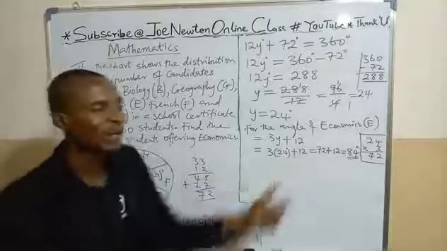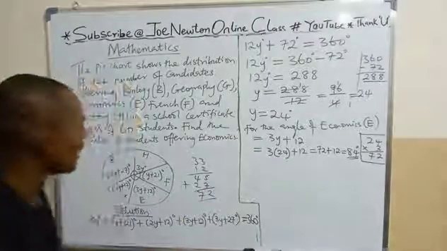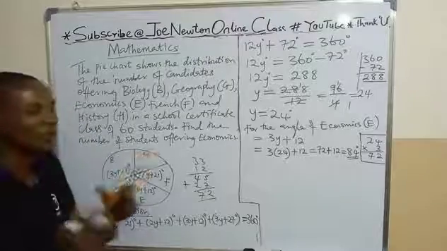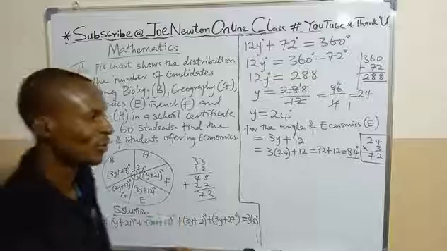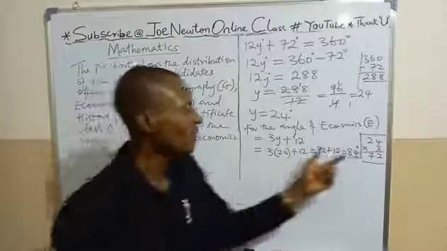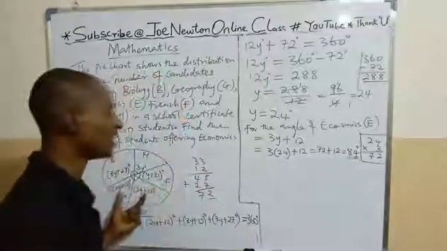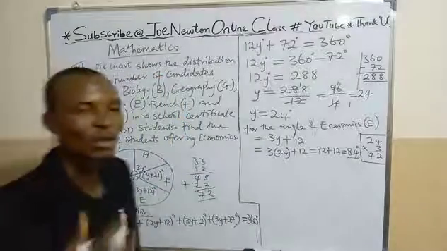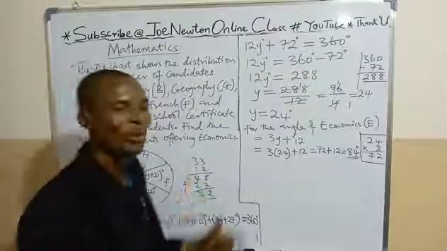Now, having obtained the angle for economics, but that's not the question. The question asks us to find the actual number of students that offer economics. So for us to go further, we use this angle of the sector, that is the proportion for economics in the pie chart, to now find the actual number of students that offer economics. Now, how do we do that?